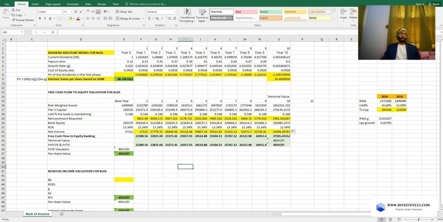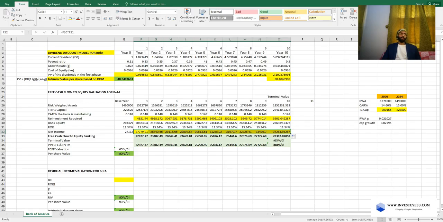Okay. Now based on this, ignore these numbers. Based on these two numbers in the future projected, that is the book equity and the return on equity, I can calculate the projected net income also. So net income for year 1 is equal to book equity for year 1 multiplied by the return on equity percentage, right? We have the year 1 number and we can stretch it to get the 10-year numbers.